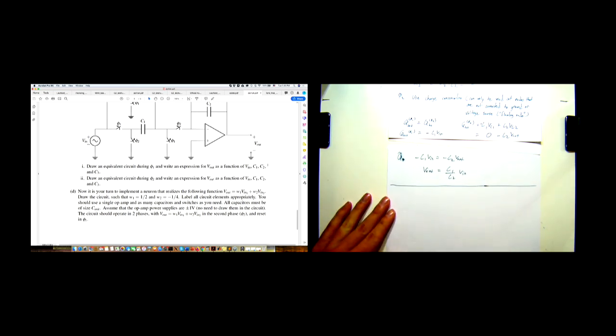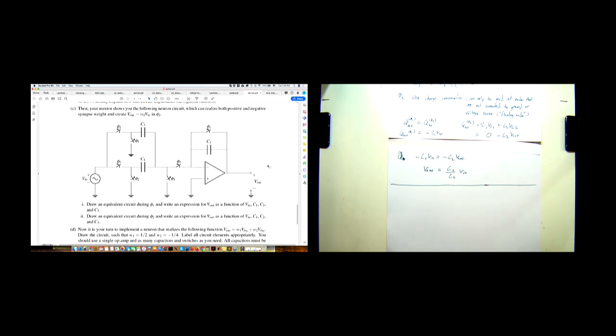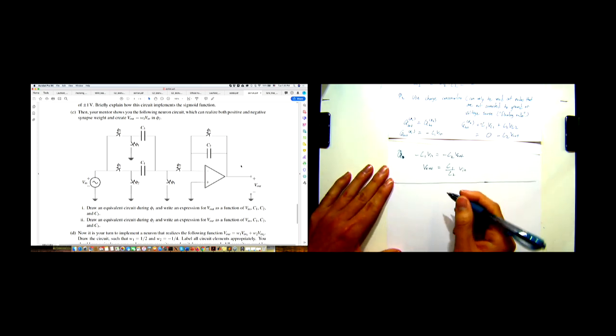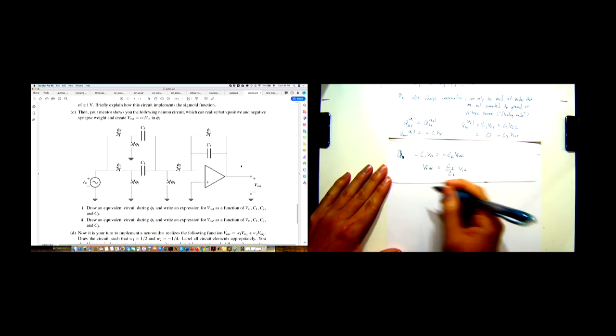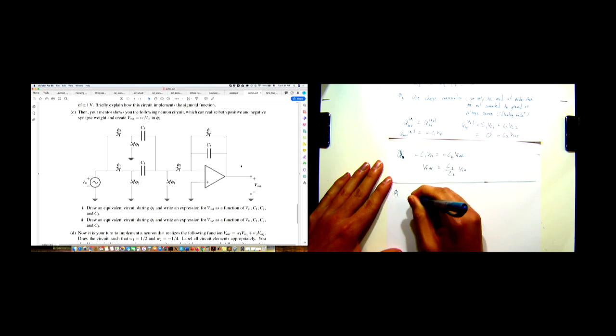So now we're given another circuit that's sort of similar, and it's claimed that this circuit can create a negative output voltage. It can have a negative gain. So now we'll analyze this circuit. So I'll draw this circuit in phase 1.